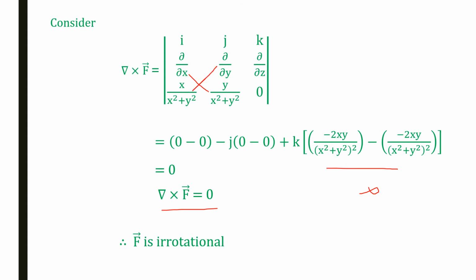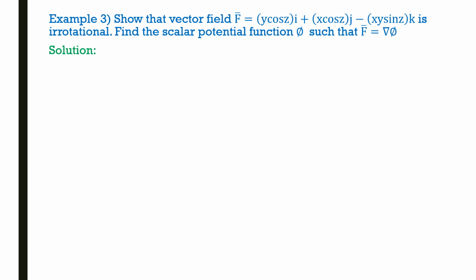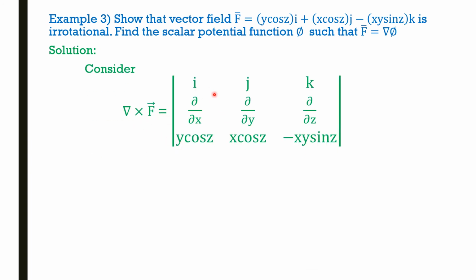You know the procedure to solve partial derivatives. Next example: show that the vector field is irrotational. Find the scalar potential phi such that f bar is equal to del phi. Now we have the f bar. To show the field is irrotational, consider del cross f bar, which is i j k, del by del x, del by del y, del by del z, f1 f2 f3.